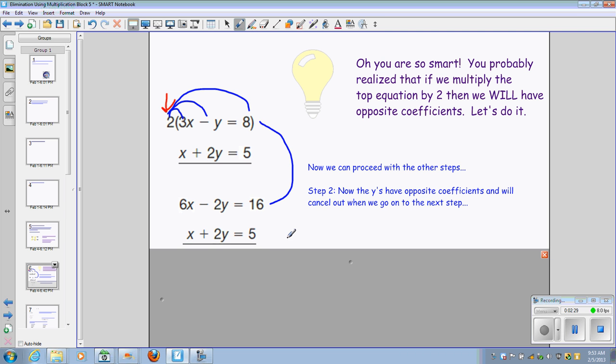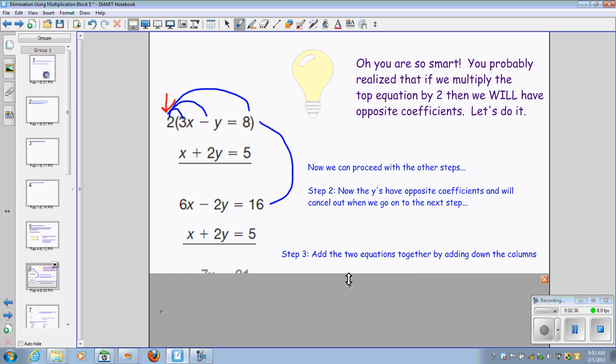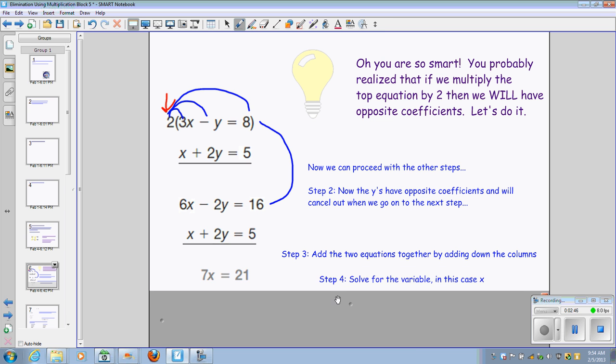And oh, now look, isn't this wonderful? Now the y's do have opposite coefficients, negative 2 and positive 2, and they'll cancel out when we go to the next step. Now we're going to go to step 3, where we add the two equations together by adding down the columns. 6x plus x is 7x. Remember, we purposefully did this so that these would cancel out, so we shouldn't have any y's, and we don't. And 16 plus 5 is 21.